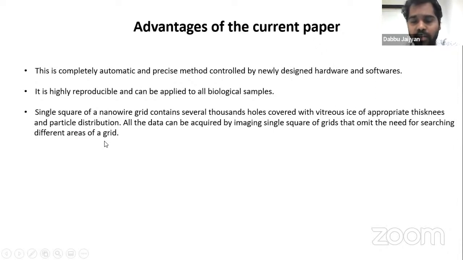This is important because in the conventional method, we have to find the area of the right thickness. If the area is too thick, we cannot image it. So here, if we are able to see a single square, we can get the complete data set from that single square, which can save a lot of time for the imaging.